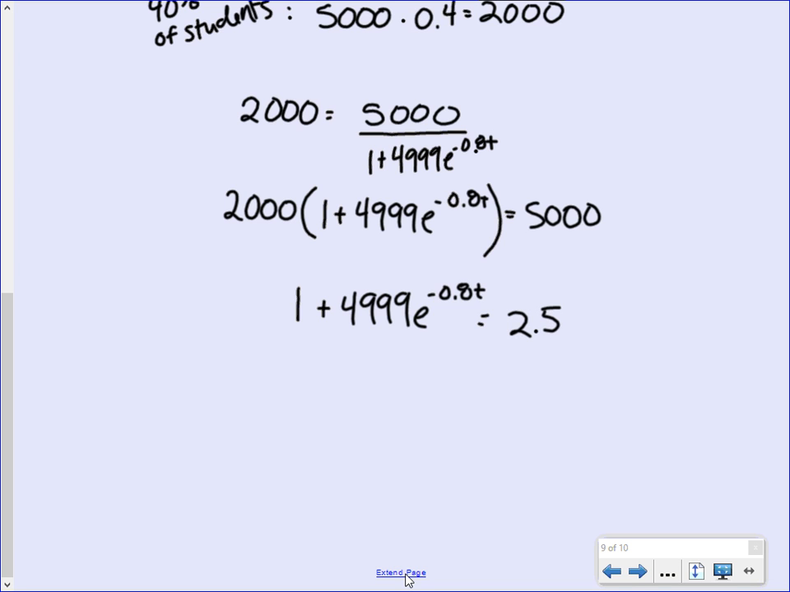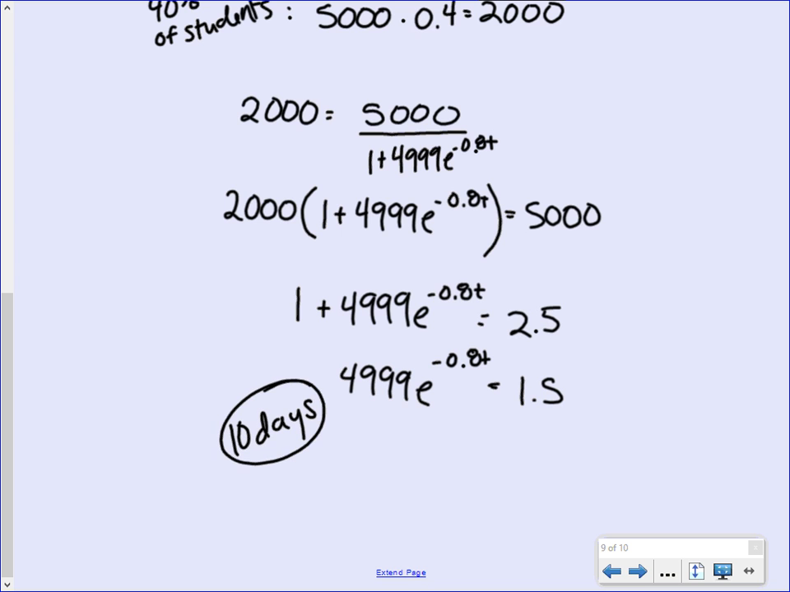And at this point, it should be pretty easy, in terms of reverse PEMDAS. Subtract 1, divide by 4,999, and then rewrite as a natural log. So now you kind of got rid of that whole fraction issue. I think this one will come out to be 10 days. So if you want to jot that down, you can double check that you can get it to 10 days.